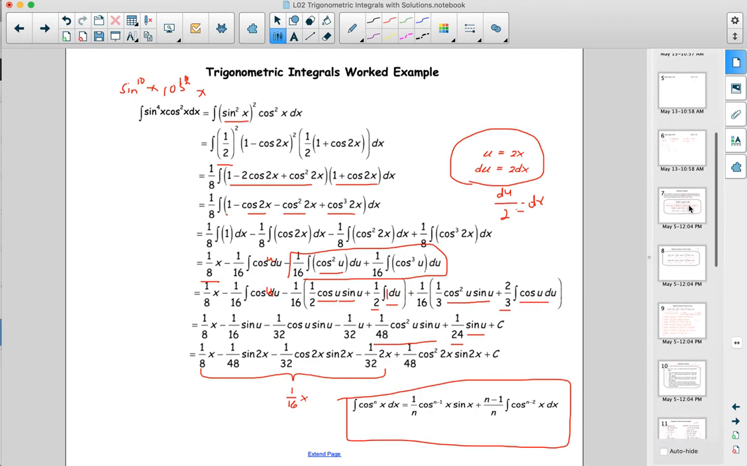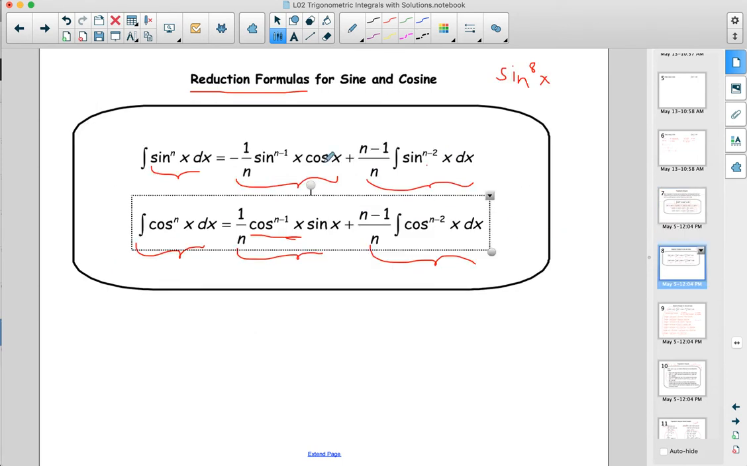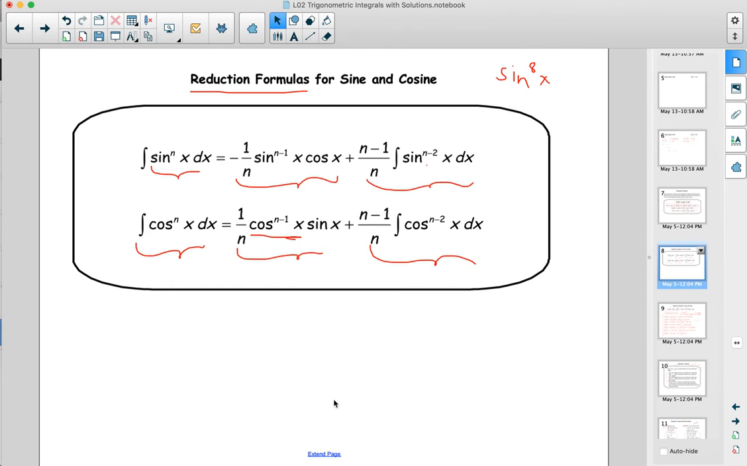Again, I'm just going to do a quick summary. What are we looking at? We're looking at a product of power functions of sines and cosines. We want to use the Pythagorean identities, and we can use the double angle formulas as well, especially if we have a product in which we have two even exponents here. Then there were the reduction formulas, and the reduction formulas could be proven using integration by parts.